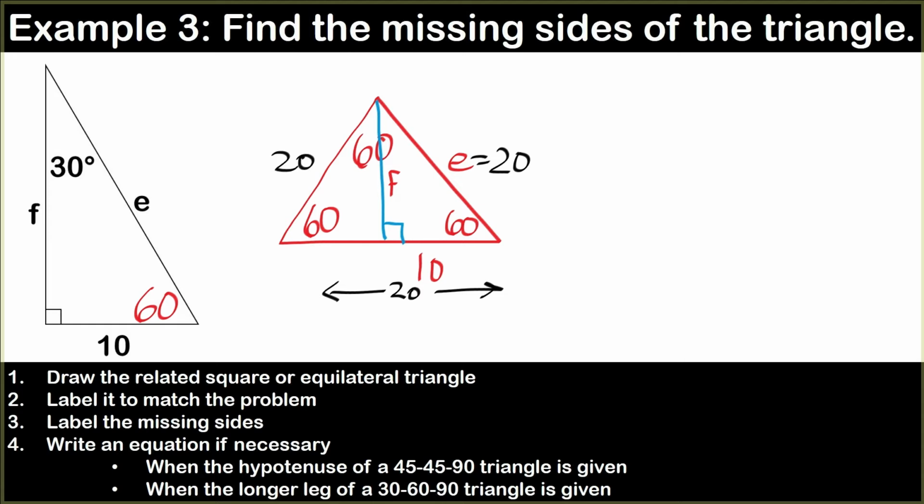So I've solved for side E already. I know that this is an equilateral triangle, and if that half side is 10, then all of the whole sides are going to be 20.